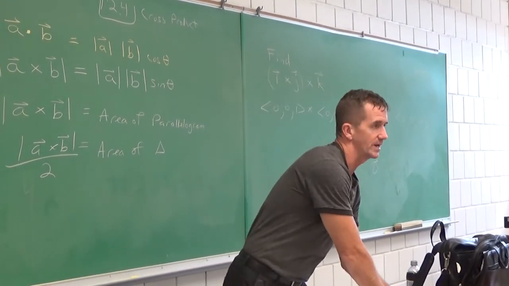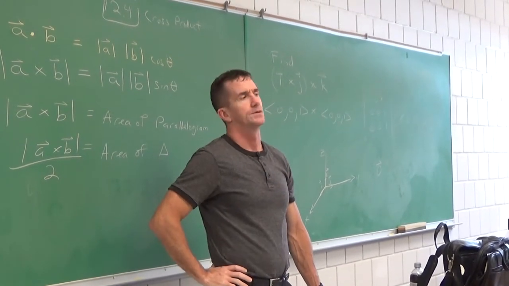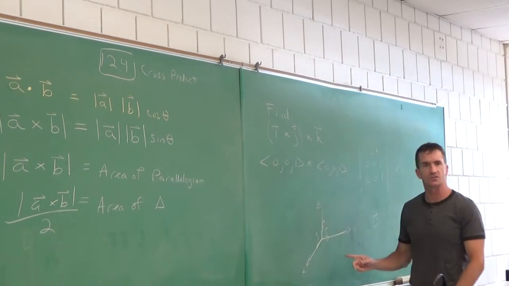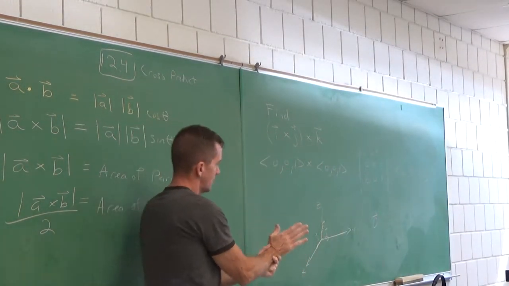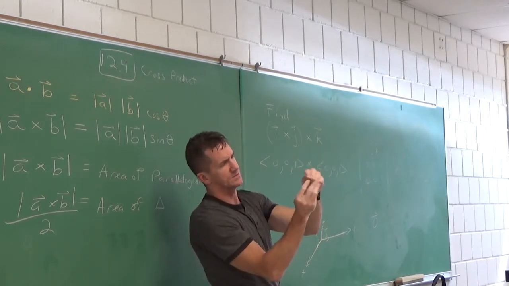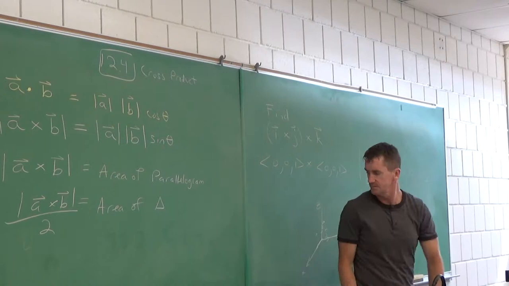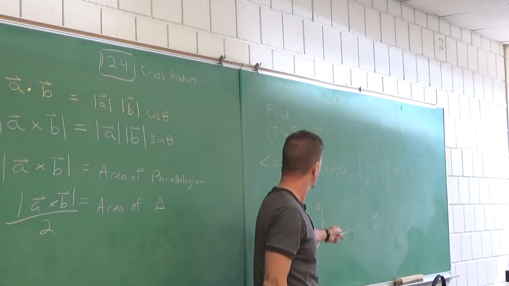Well, there's something called the right-hand rule to help you determine the direction of the cross product. Let's do it. So what I'm going to do is I cross J. You've got to use your right hand. Get the tips of your fingers on vector I, and I need you to curl towards vector J.